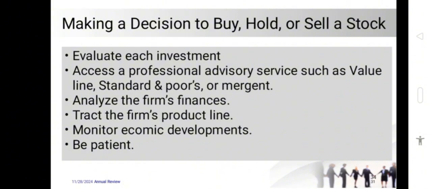Last is be patient. Patience is essential in both business and investment decisions. Results often take time. Avoiding impulsive action and waiting for the right opportunities or market conditions can lead to better outcomes and reduced risk.